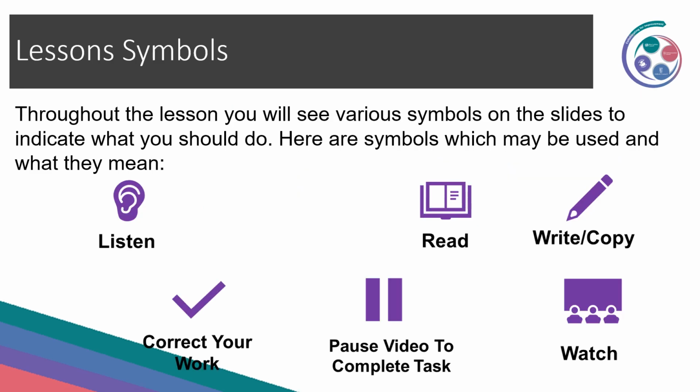Throughout this lesson, you will see various symbols on the slides to indicate what you should do. Here are the symbols that may be used, and you will find them in the bottom right-hand corner of each slide. Either listen to the information being given, read the information, write or copy a note, pause the video to complete a task on your own, and then a tick to show it is time to correct your work. There is quite a lot of notes to take throughout this session, but you can judge what you require or don't require based on notes you may already have.